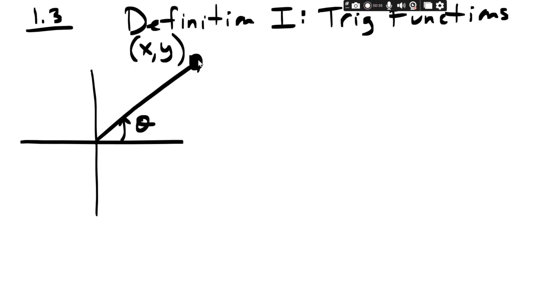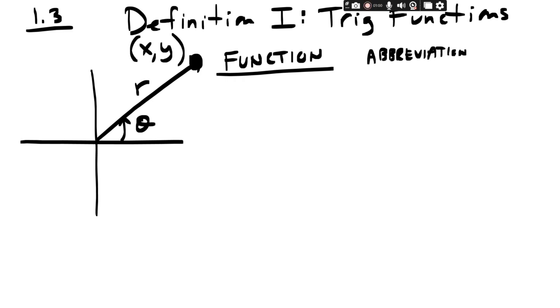Now we're not going to do it now. We're just going to label the value for it, and it's just going to be the value of r. We're just going to label it as r. Okay, so I'm going to go off to the side here. I'm going to list the trig function, then the abbreviation for it, and then the ratio of it. So definition one of the trig functions has to do with the x and y coordinate. That's what it really is.